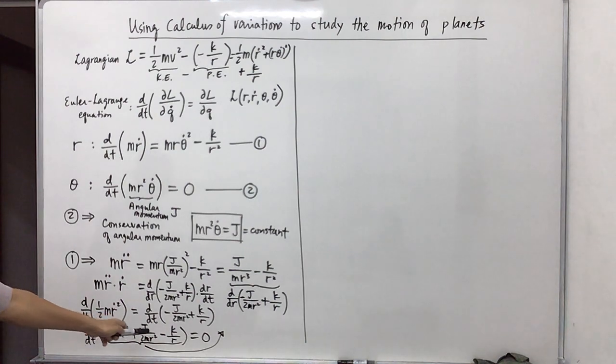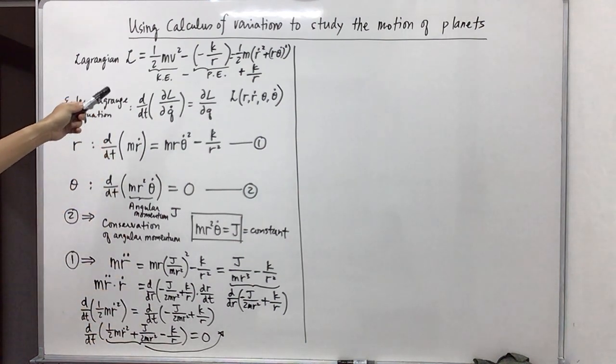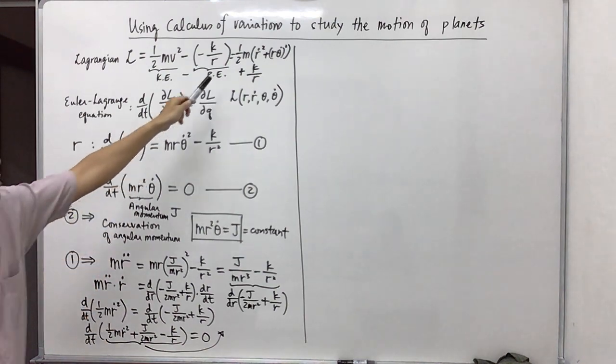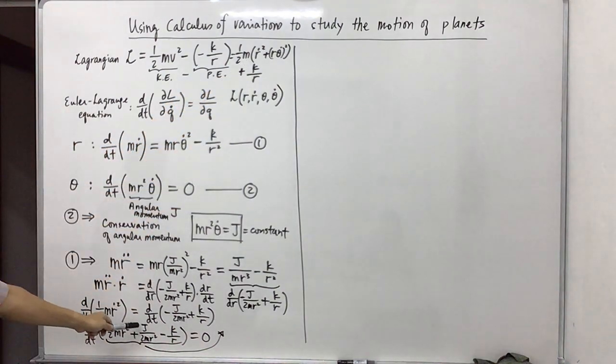And don't forget, we also have the potential energy, negative k over r. That was the PE, remember? Okay, so half m r dot squared corresponds to this. Wait a minute, I think I missed out a square somewhere.